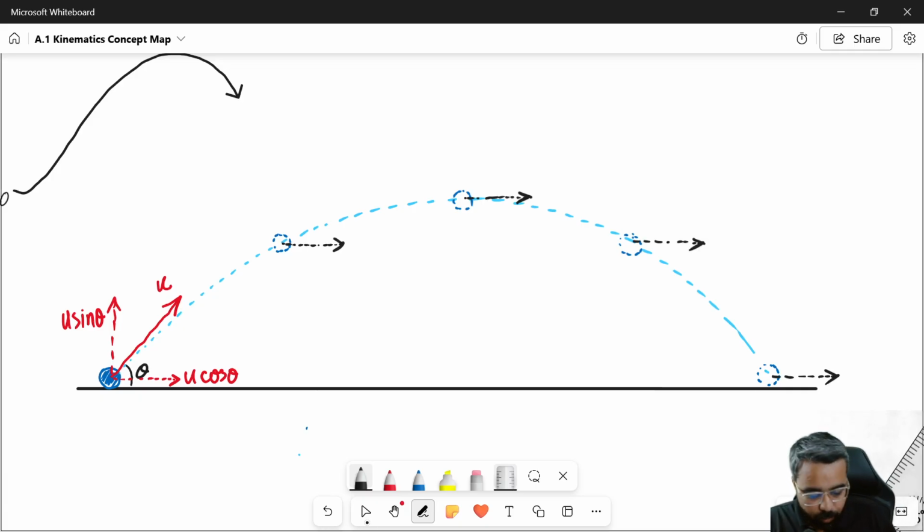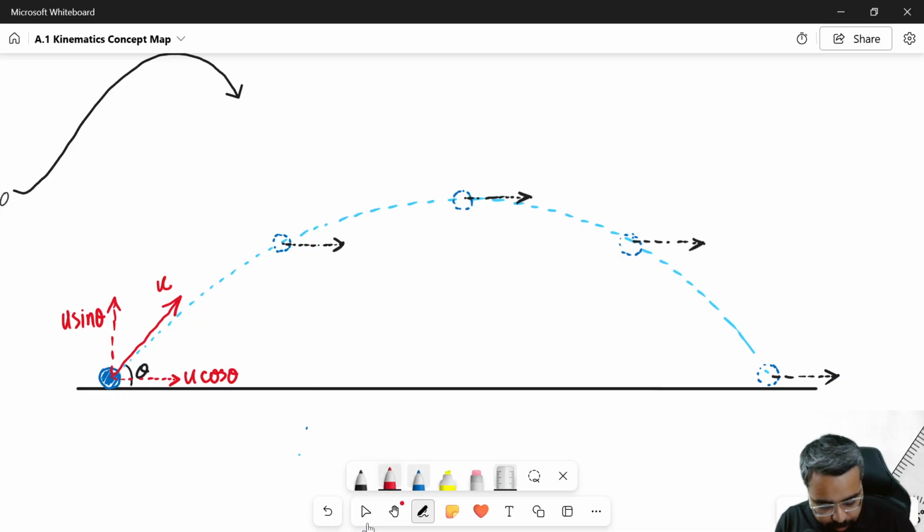So students, this is all u cos theta. So if u is 20 and the angle is 60, 20 cos 60 will be equal to 10 meters per second. So the 10 meters per second will remain 10 throughout the motion. But what about the u sin theta? As the ball is going up, it is a free fall motion, and the ball's velocity is decreasing.